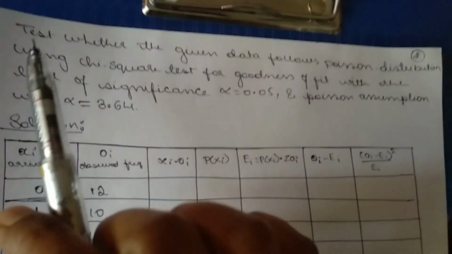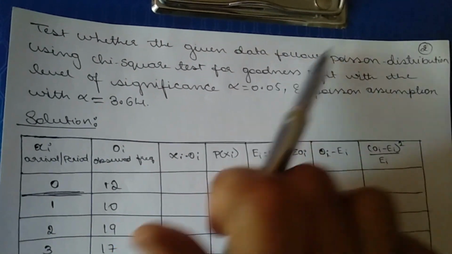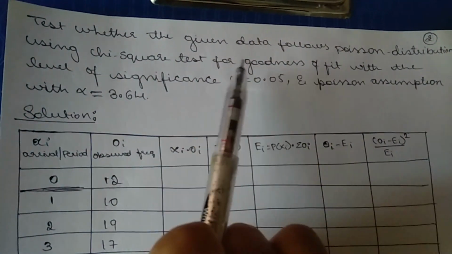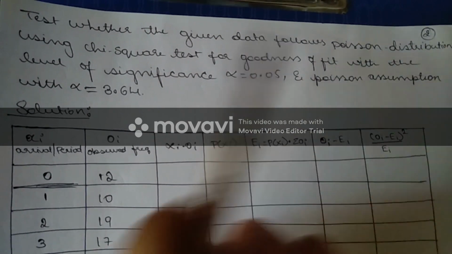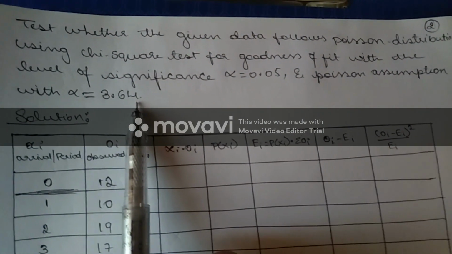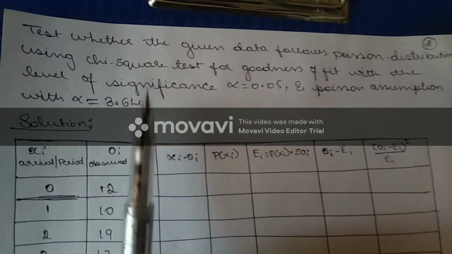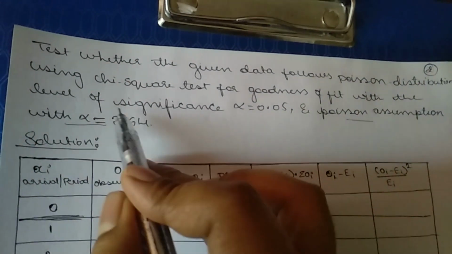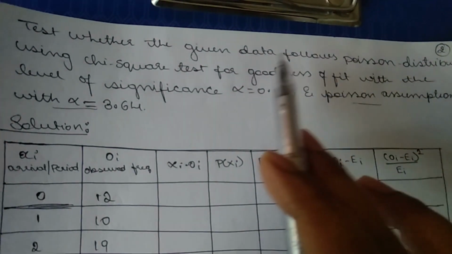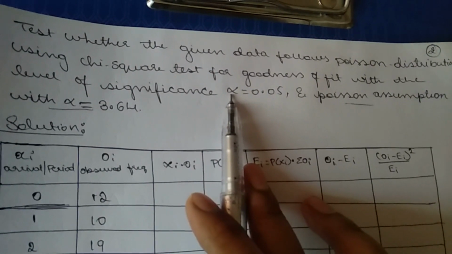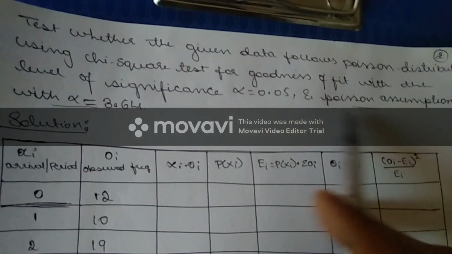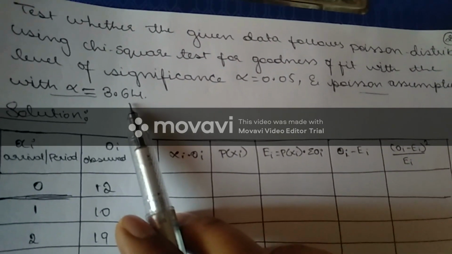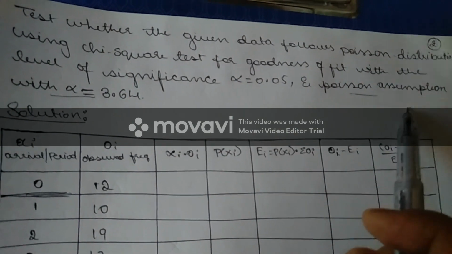The question: test whether the given data follows the Poisson distribution using the chi-square test for goodness of fit with level of significance alpha equals 0.05 and Poisson assumption with alpha equals 3.64. See, this is very, very important to remember. The Poisson assumption alpha is different. The level of significance is different. The level of significance we use to check whether the hypothesis is accepted or not. The Poisson assumption we take in order to calculate the expected frequencies. Is it clear? Yes.